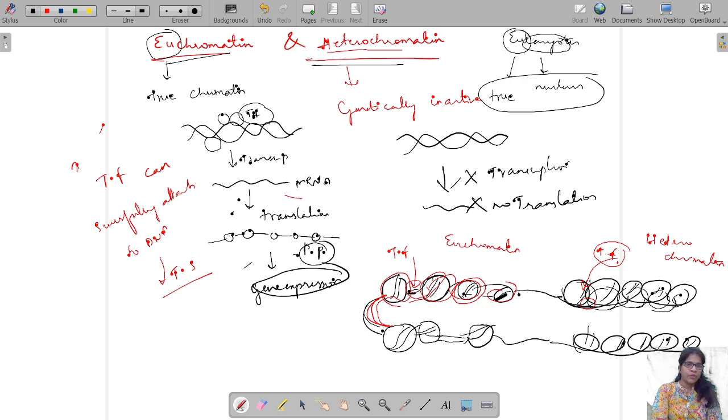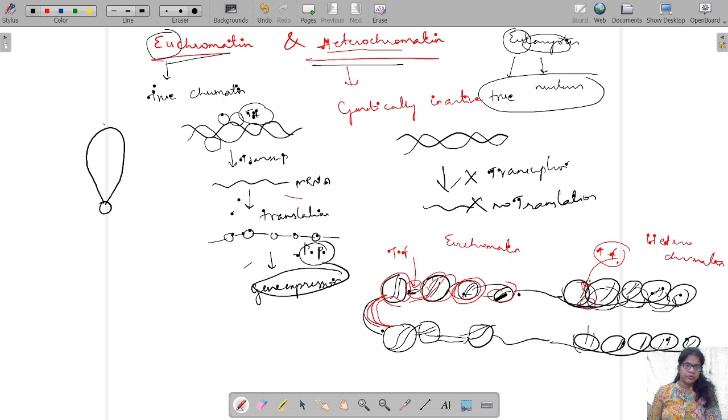So, I will draw a small diagram here, to show how it really happens: which part of your chromosome contains the euchromatin, and which part contains the heterochromatin. Okay, so for example, I'm just drawing your chromosome. It's just my view, I want to have a clear view.